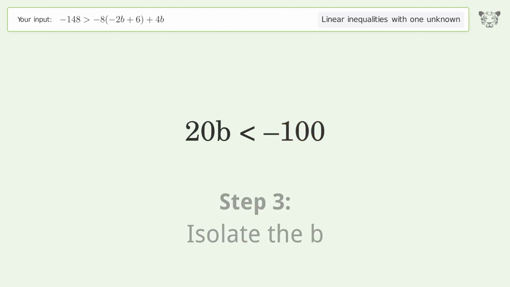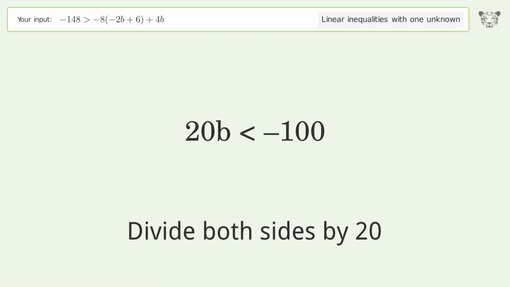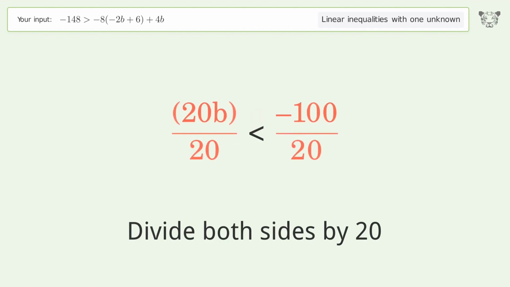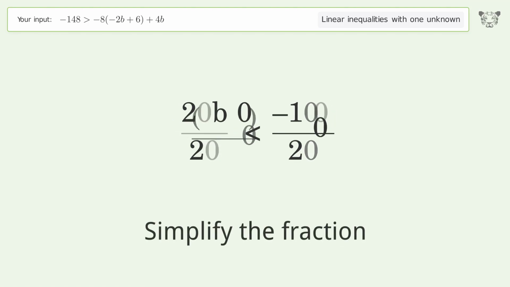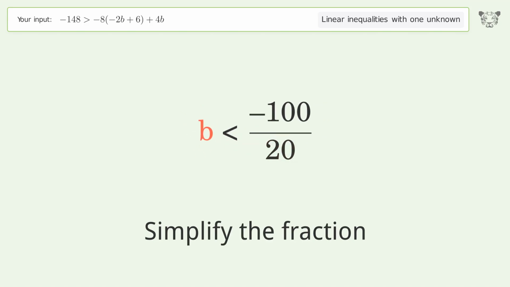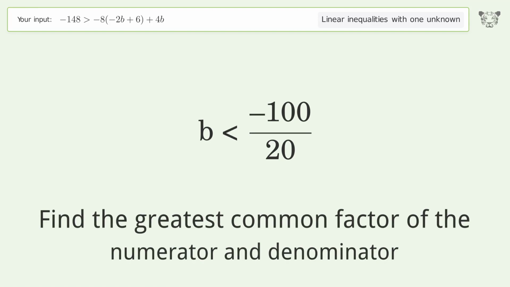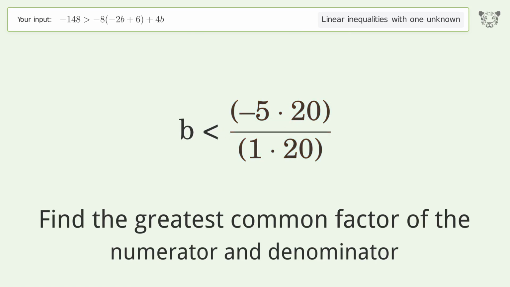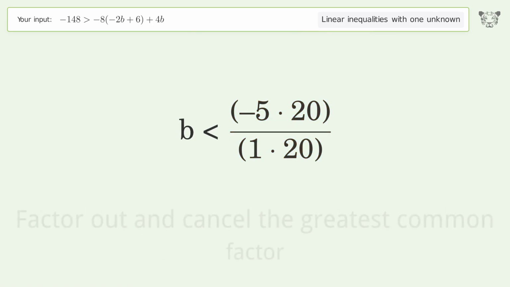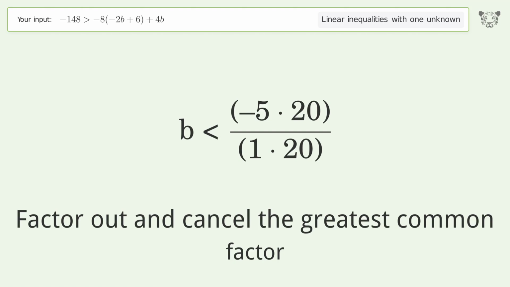Isolate the b. Divide both sides by 20. Simplify the fraction. Find the greatest common factor of the numerator and denominator. Factor out and cancel the greatest common factor.